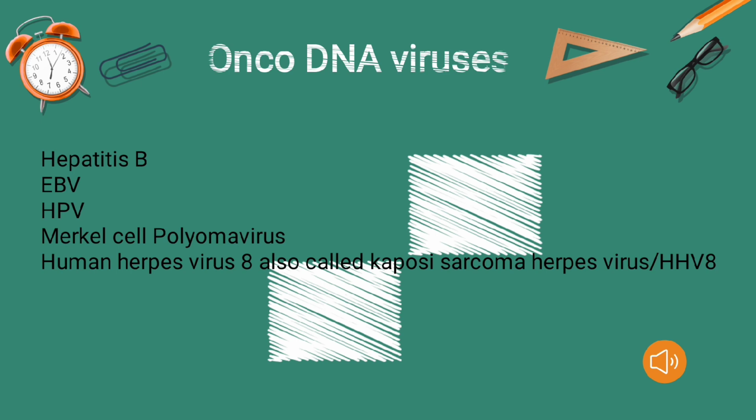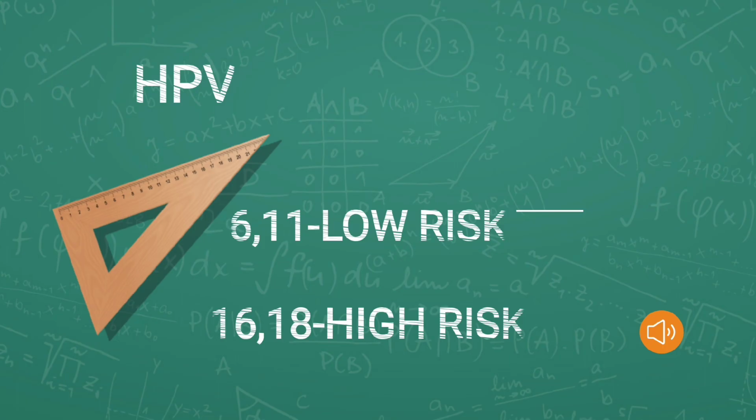Oncogenic DNA viruses: there are five, the common ones being HPV, Epstein-Barr virus, Kaposi sarcoma herpesvirus, a polyoma virus called Merkel cell virus, and the hepatitis B virus. The important one is HPV, human papilloma virus.